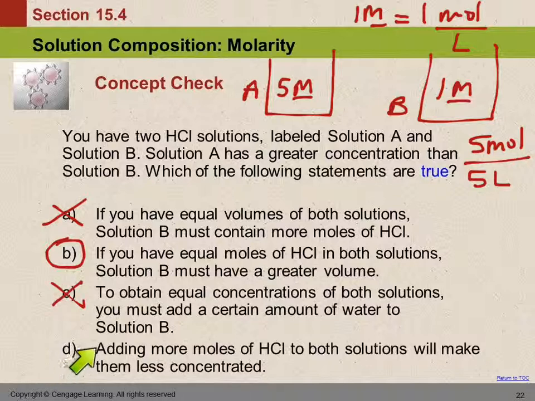It says adding more moles of HCl to both solutions will make them less concentrated. Is that true? No. Because in that situation, we're adding moles, keeping the volumes the same. That's going to make them more concentrated.